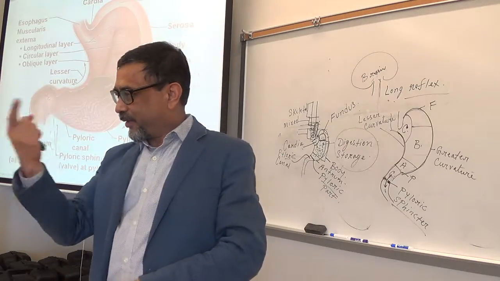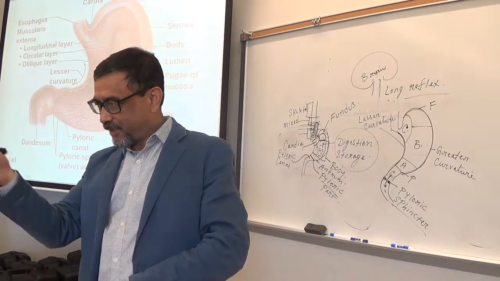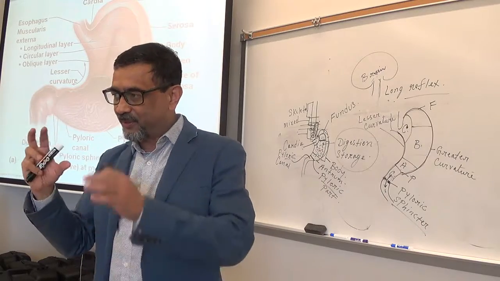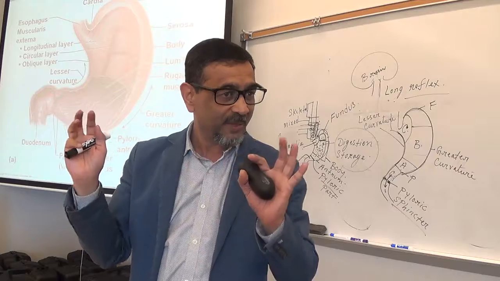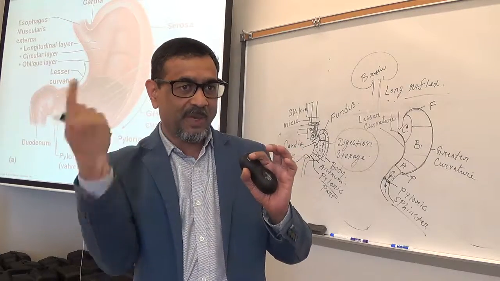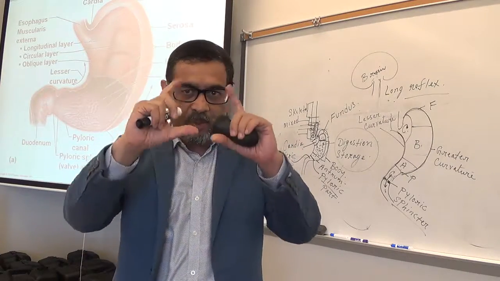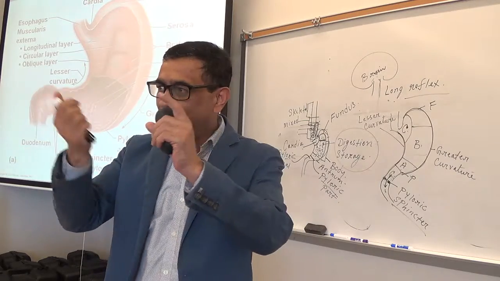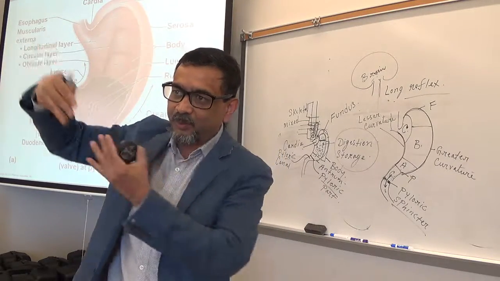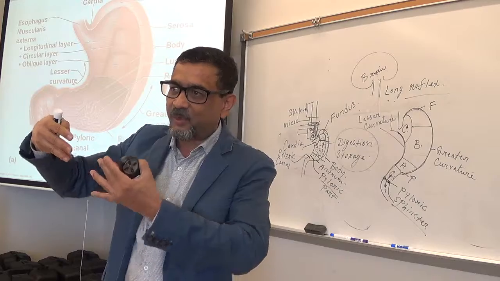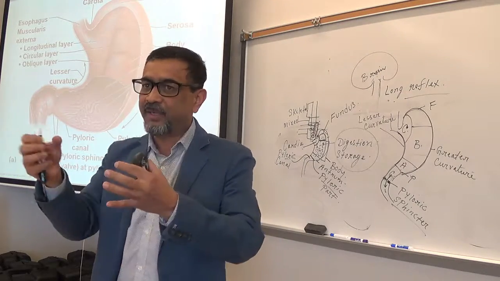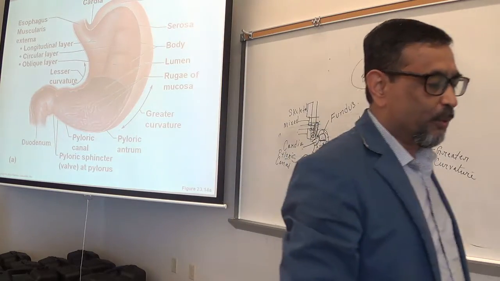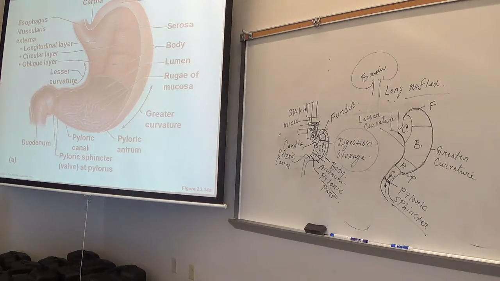More fibers, more directions of fibers, means more different ways the organ can move. Make sense? If you have circular, constriction, right? You have longitudinal, shortening. If you have oblique, that means it can also move this way. Make sense? So the stomach can contract in different directions to mix the food with the liquid secretion.